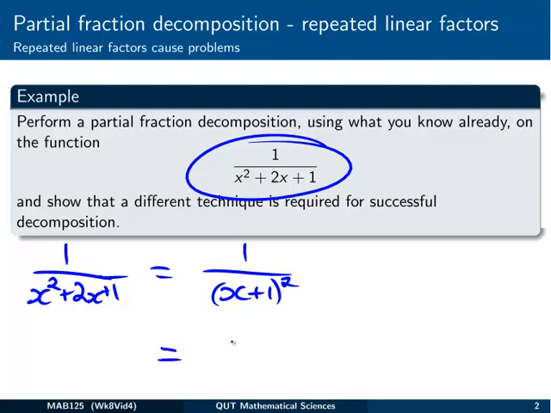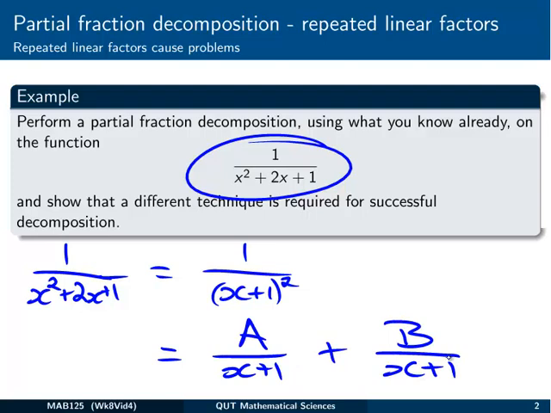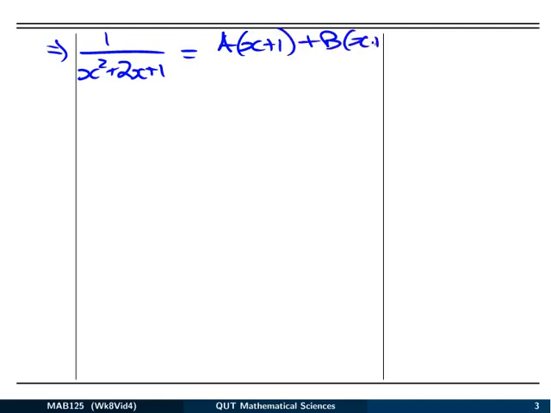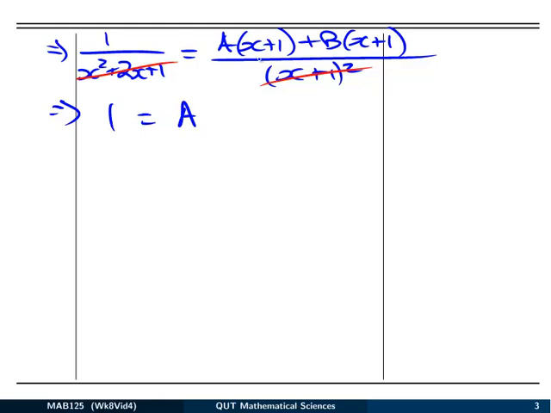So I'm going to say that that should be equal to a over x plus 1 plus, well, the other linear factor is the same thing, b over x plus 1. So let's see what happens then. So we've got 1 over x squared plus 2x plus 1, and that's going to be equal to a times (x plus 1) plus b times (x plus 1), all over (x plus 1) all squared, the common denominator. And that's all fine. I can cancel that with that because they're the same thing.